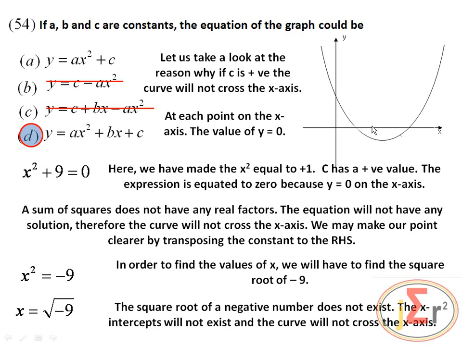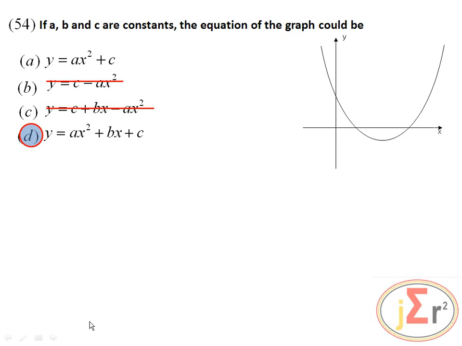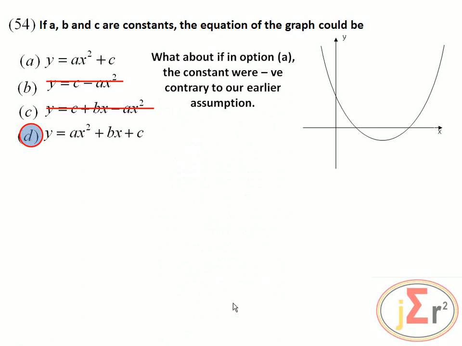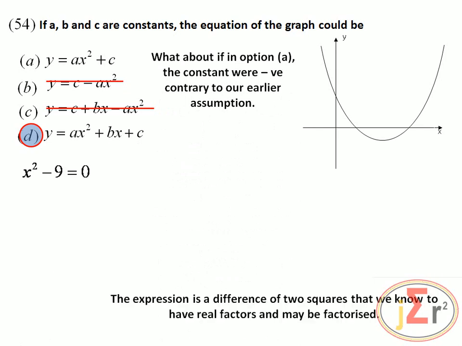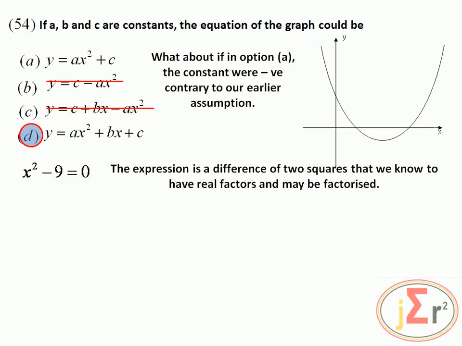This curve is crossing the x-axis here and here. The one that we have here will not cross the x-axis if c is positive. Therefore, we are sure that this one is not correct. It will not be correct even if this is negative. What about if in option A the constant were negative, contrary to our earlier assumption? X squared minus 9 is equal to 0. The expression is a difference of two squares that we know to have real factors and may be factorized.